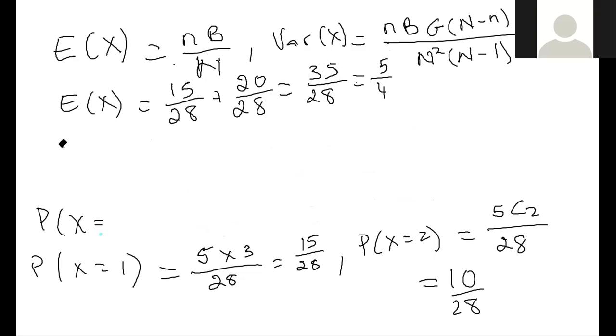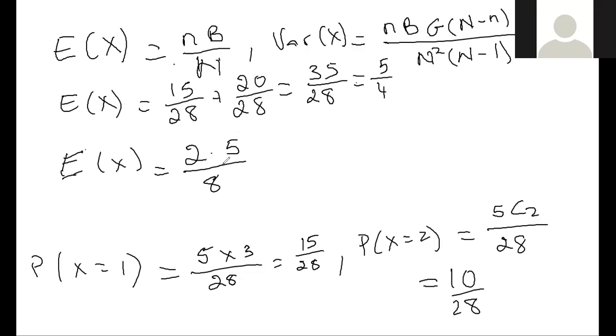Now let's use the formula. The formula is nb over capital N. Little n is 2, b is 5, capital N is 8. And you have 5 over 4. If you are using the formula nb over capital N, but I want you to understand these formulas. That can help you remember the way I remembered.